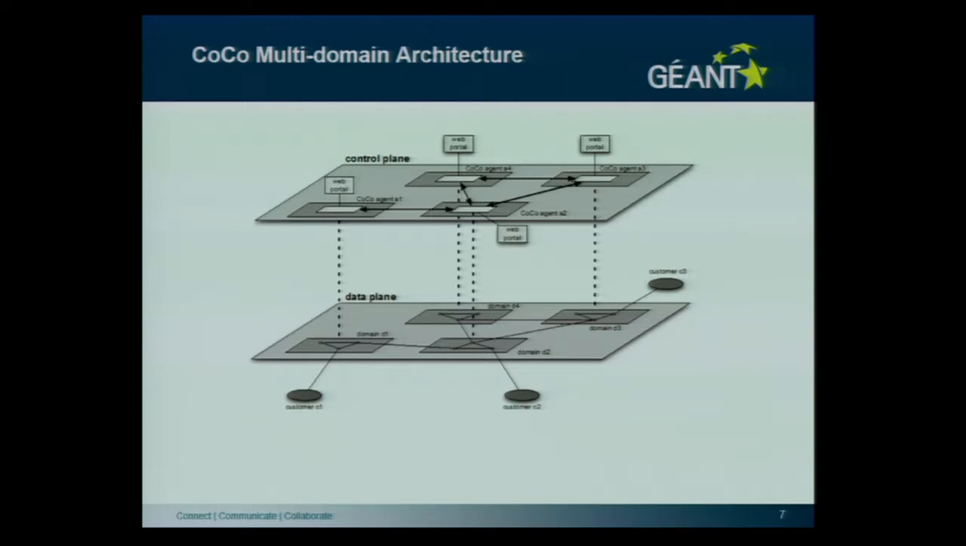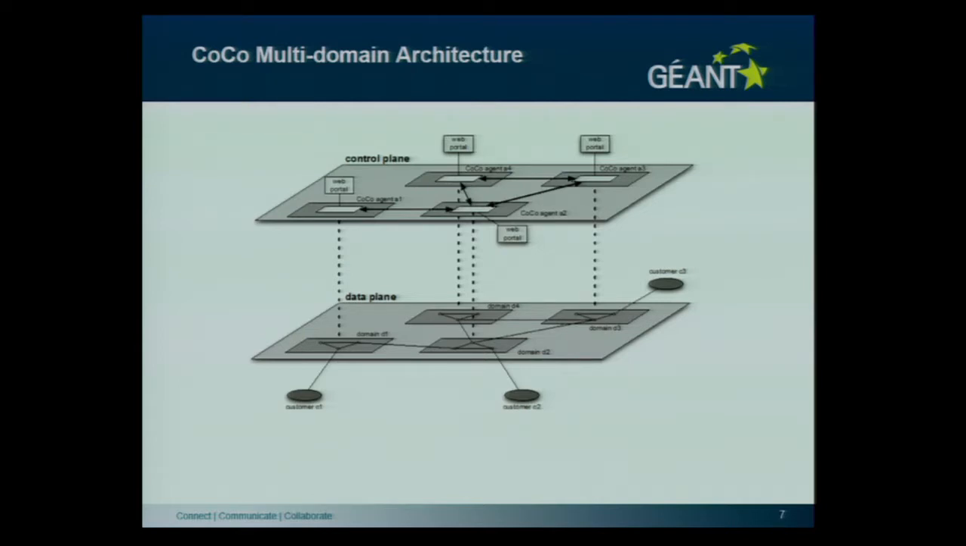The data plane is just the forwarding of the data through the network. The dark gray areas are different domains. So this is inter-domain. And in each domain there's a couple of OpenFlow switches in our case. And there's a centralized controller for those switches, and we call that the COCO agent. So that's more than just an OpenFlow controller, it's the whole infrastructure needed to run this service.